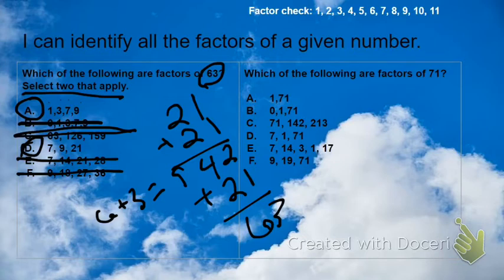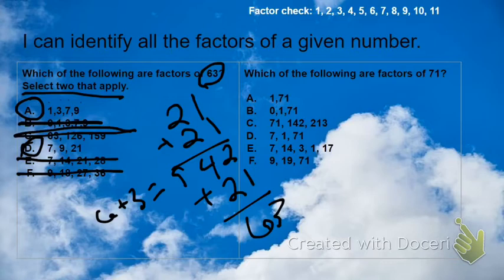Now, this next one says, which of the following are factors of 71? Please notice that it doesn't say select 2. I'm only going to pick one answer for this one, okay? So, using what I just learned, go ahead and pause the video and see if you can eliminate 2 answers.